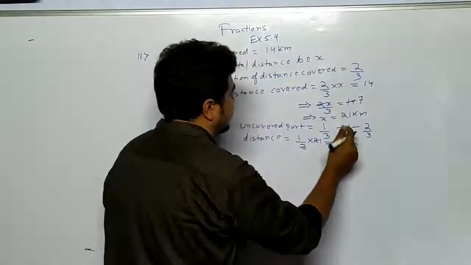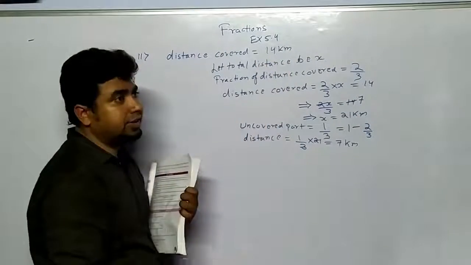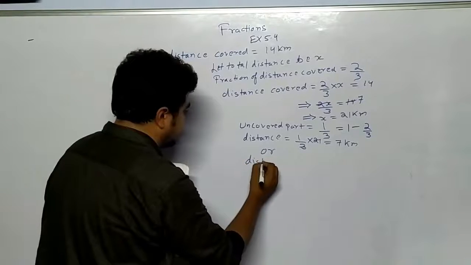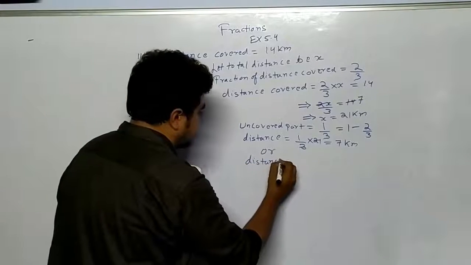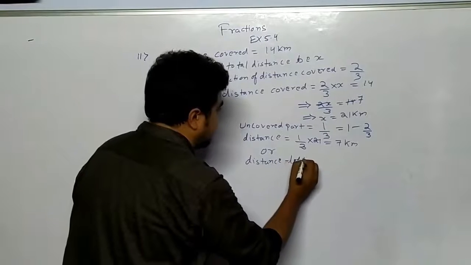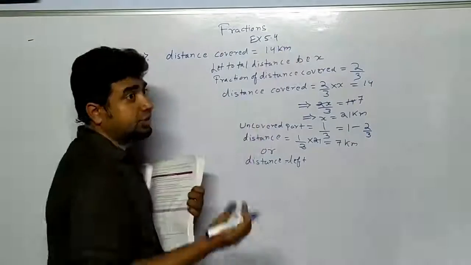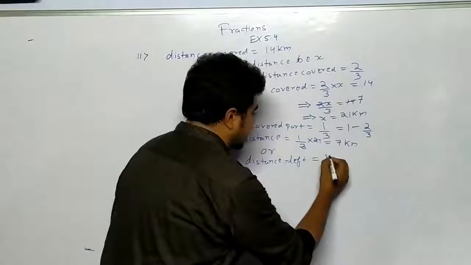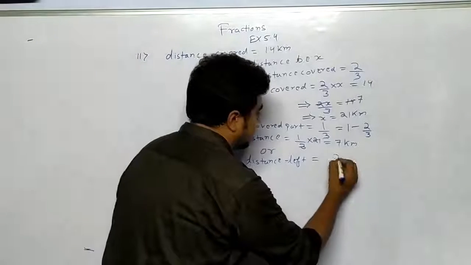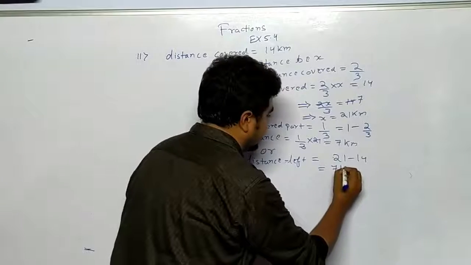Or you can directly write also that 21 is the total distance and 14 is already covered. Distance left you can find like this: this is the total distance, and from this 14 is already covered. Means distance left is 21 minus 14, which comes out to be 7 kilometers.